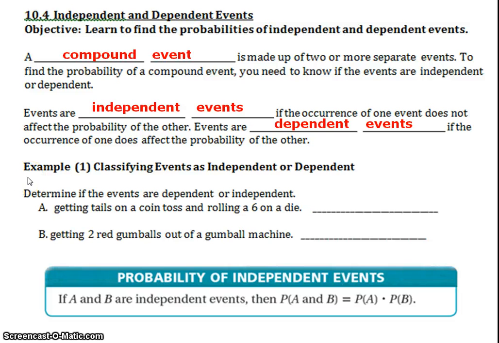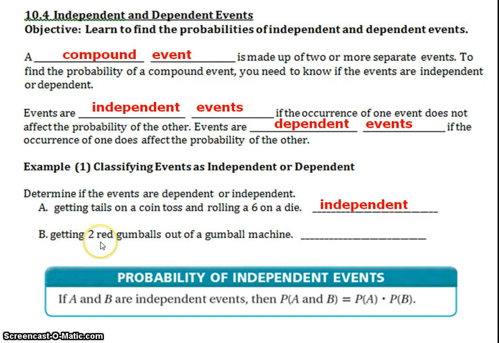Example 1. Classifying events as either independent or dependent. Determine if the events are dependent or independent. A. Getting tails on a coin toss and rolling a 6 on a die. Getting tails on a coin toss has no effect on rolling a 6 on a die, so those events are independent.